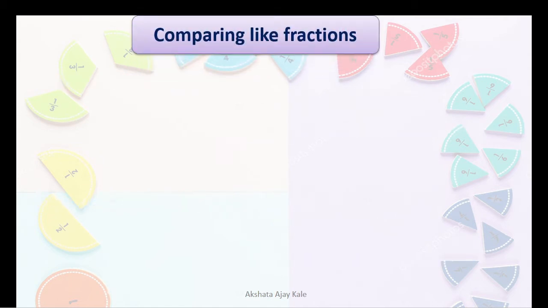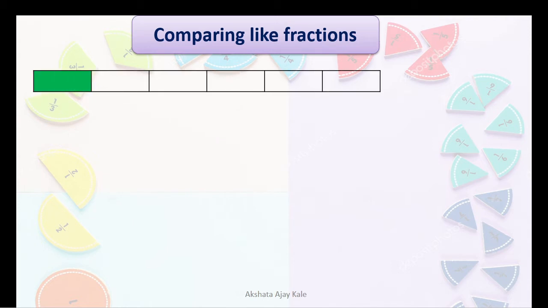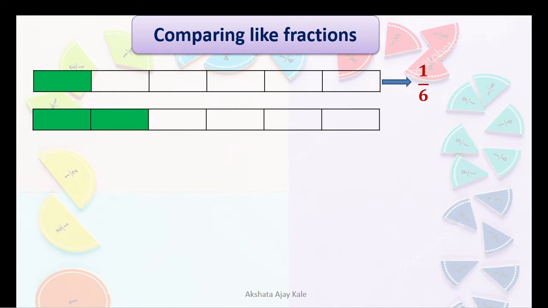Here, comparing like fractions. Like fractions means with the same denominators. See here. Please observe this. How many total parts are there in this figure? 6, isn't it? And how many shaded? 1. Right? So we will write this in fraction form, that is 1 upon 6. Correct? Next one. See here again 6 equal parts are there, but 2 parts are shaded. So 2 upon 6.